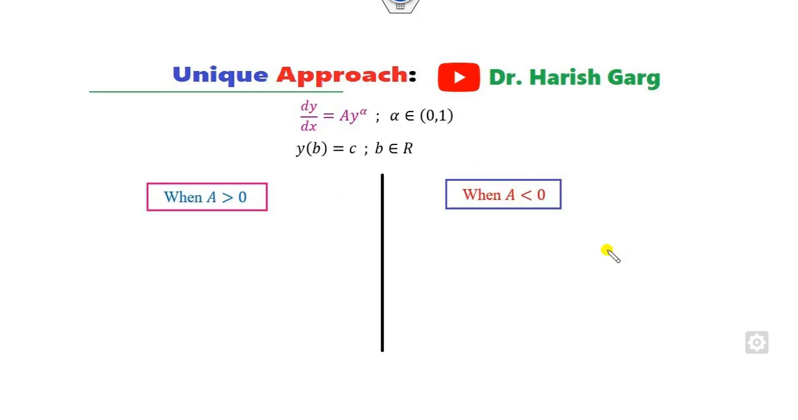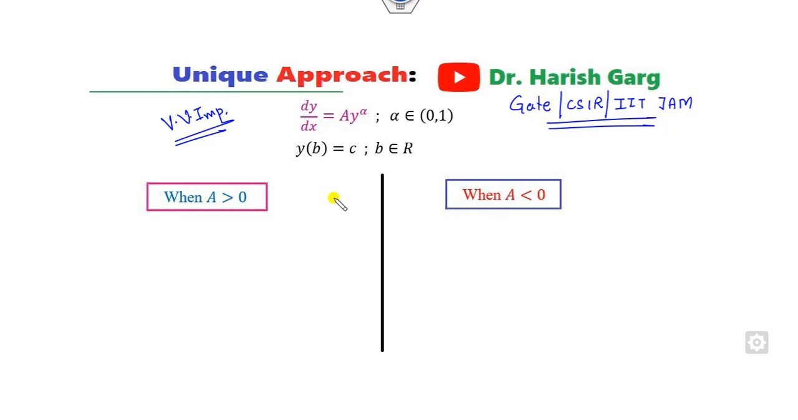The last shortcut tip for you, whenever you have a first order differential equation, is a very important tip. If you are a student of the GATE examination, the CSIR NET examination, the IIT JAM, or any other competitive exam where differential equations are part of the syllabus, definitely one question will be asked from here.